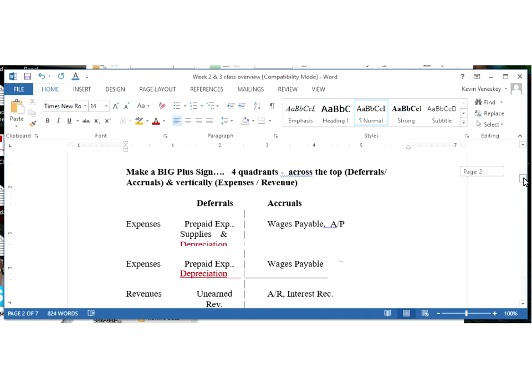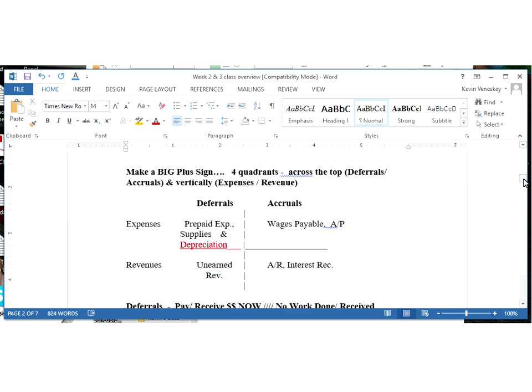Now there are 4 types of adjusting entries that we'll find. The more difficult ones are usually over here, the deferred side, and I'm going to explain what I mean by deferred in just a second. But we will have deferred expenses, deferred revenues, accrued expenses, and accrued revenues, the 4 areas where some adjusting entries are usually going to take place. And notice they usually take place within an expense or in a revenue account.